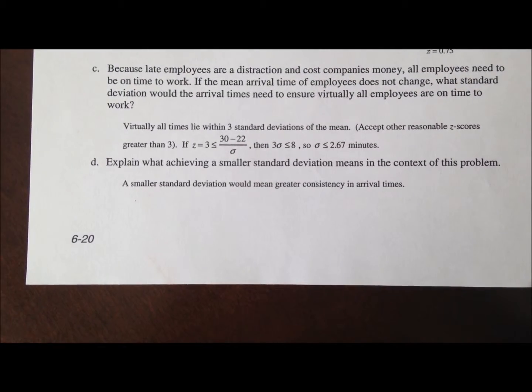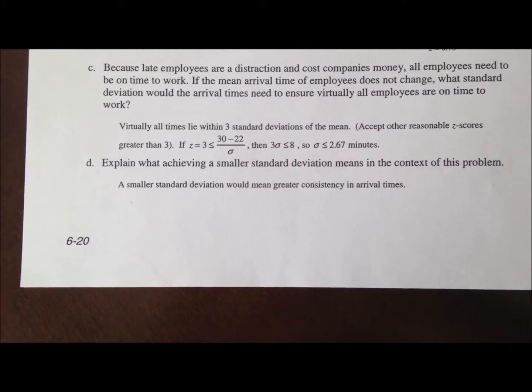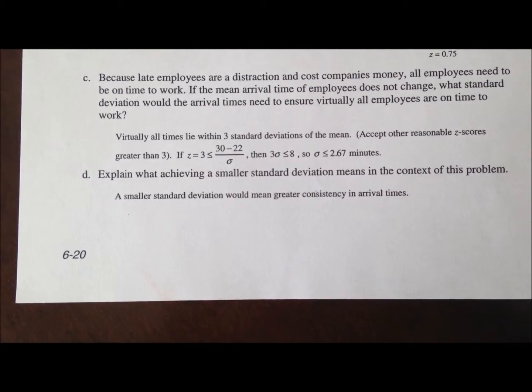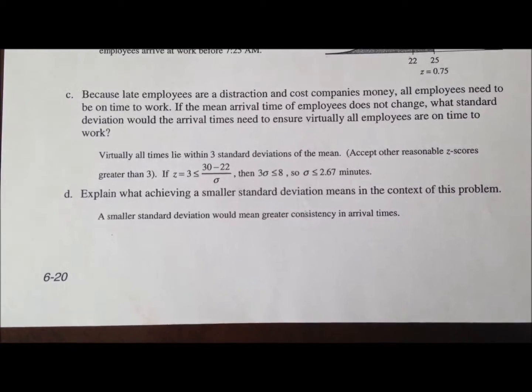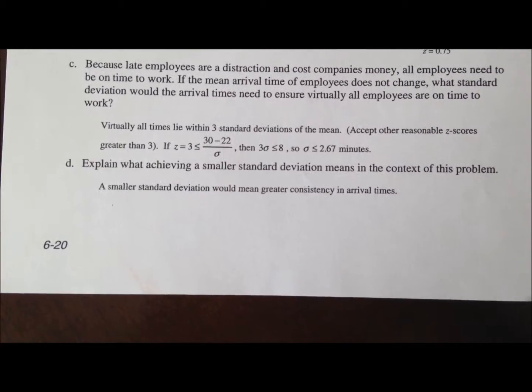And for D, it says to explain what achieving a smaller standard deviation means in the context of this problem. And a smaller standard deviation would mean greater consistency in arrival times. And that is the end of Quiz B.